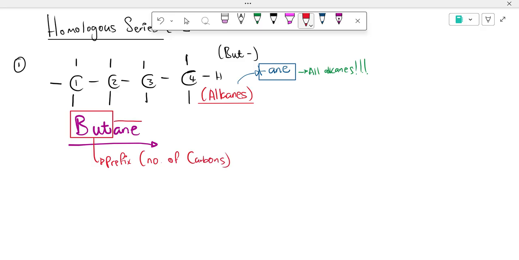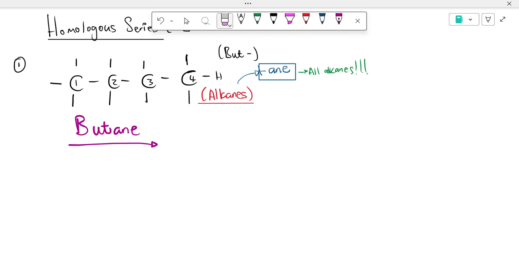And then I have the last part, which is the ane. What does the ane tell me? This is the suffix. What determines the suffix? It is the type of homologous series, alkanes. Anything that is an alkane has the suffix ane. Those are very important things that you must remember. So that's the name of this compound, butane. These are things that you must not forget, ladies and gentlemen. Please do not forget this type of compounds.